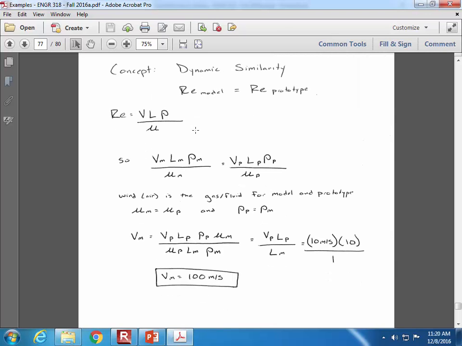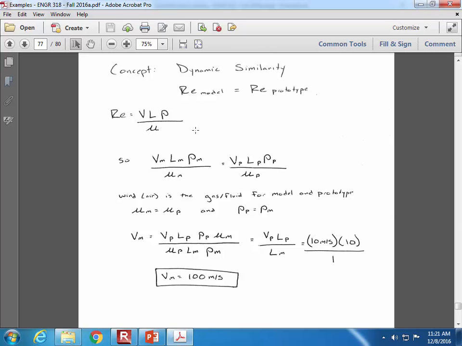Reynolds number, of course, can be calculated by the velocity, the length, density, and viscosity. Now, when we're talking about flow through a pipe, the length parameter has been diameter. But here, we're talking about blimps, not pipes. And so in place of diameter, we'll use the physical length of the blimp.